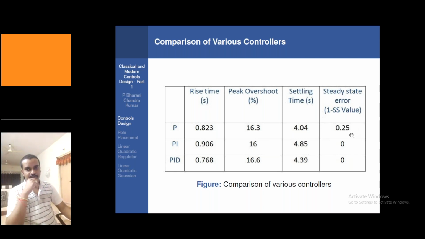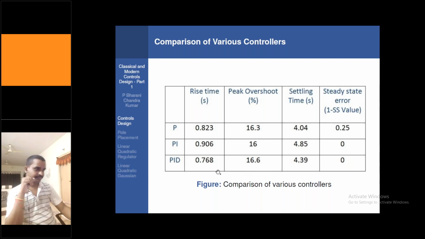But I want to make the steady state error zero. Then what I'm going to use is PI controller. If I use the PI gains, what I have shown there, you can see that there is a sluggish nature. Sluggish means a bit slow. Compared to the P rise time of 0.823, due to the integral action, it is a little bit slowed. It slowed the response. And peak overshoot is not much variation. Settling time is also increased due to the sluggish nature of the integral action. But the steady state error is zero.